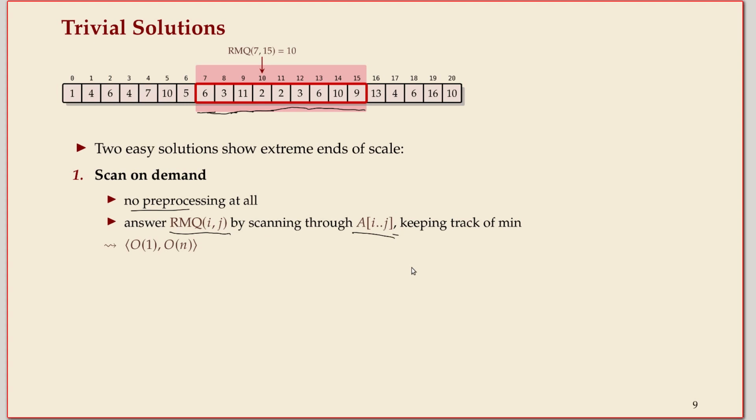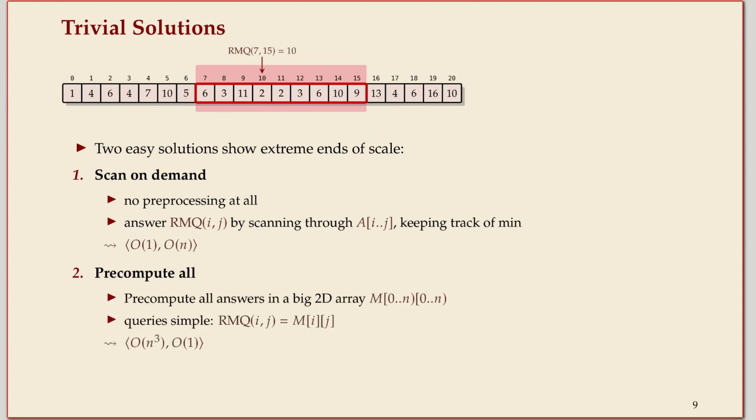This is clearly fine, but it's very slow at query time. We have to spend linear time at the query if we don't pre-compute anything at pre-processing time. One end of the spectrum. The other extreme is pre-compute everything so that the query time just becomes a trivial lookup. But that blows up the pre-processing time a lot.